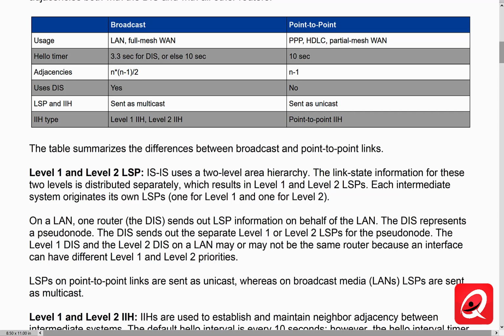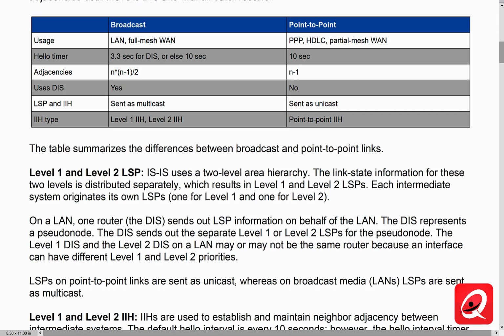The link state packets and the hellos are sent as multicast. On a point-to-point link, they're sent as unicast, which would make sense. And we have level 1 and level 2 IIH hellos on multi-access networks, but only point-to-point hellos on a point-to-point network. All right. We already talked about the two-level hierarchy that we have with ISIS, level 1 and level 2. These are completely separate architectures, if you will. We have different link state packets for each of these. We have different link state databases for each of these.